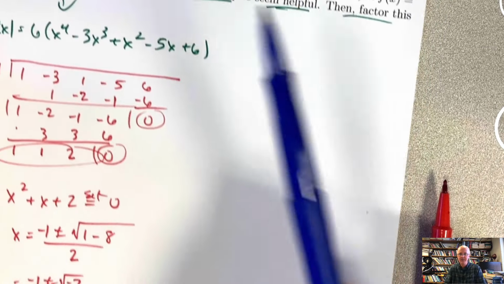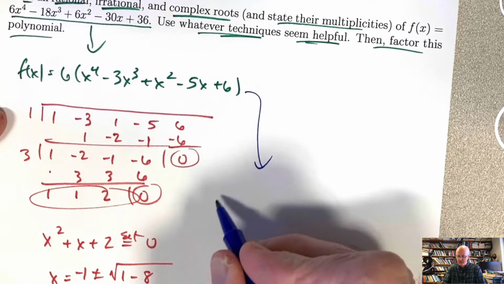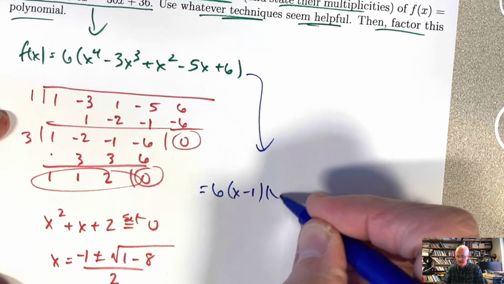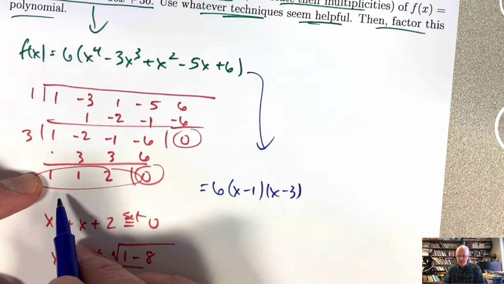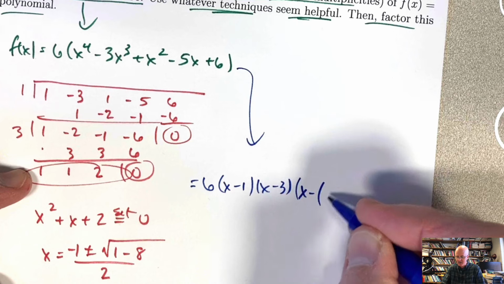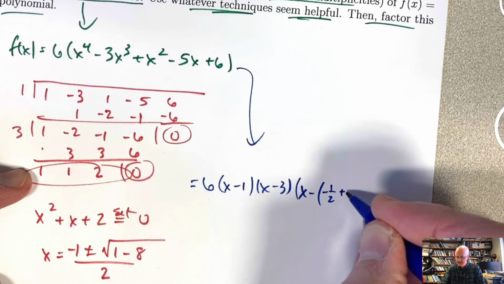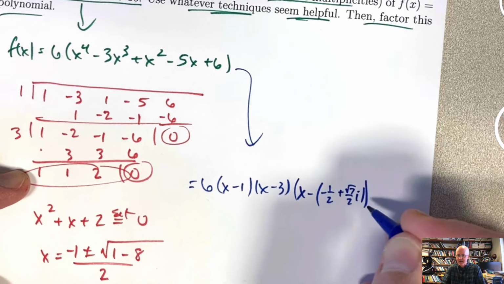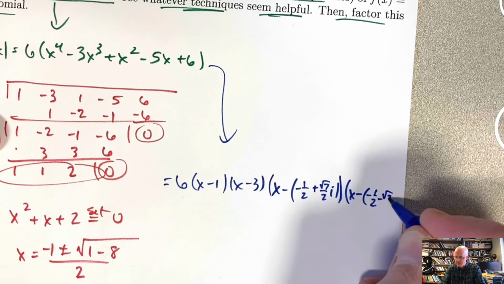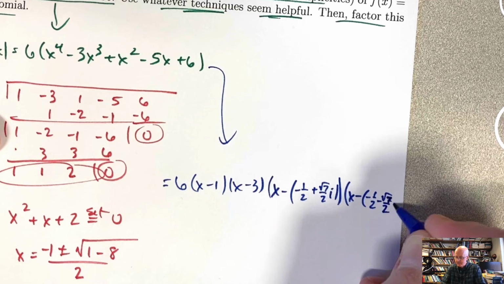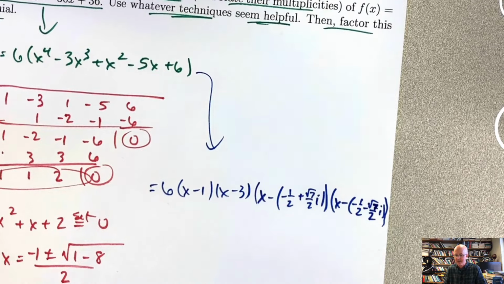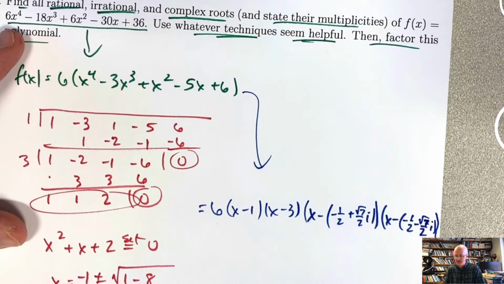As far as factoring the polynomial then, if I want to make sure to include the 6 out front, I can write it as 6 times, in parentheses, x minus 1 times x minus 3. And yeah, I could write it as x squared plus x plus 2, but if we want to completely factor this with linear polynomials, I'd want to write x minus, in parentheses, negative 1/2 plus the square root of 7 over 2 i, and then finally x minus negative 1/2, almost out of paper, minus the square root of 7 over 2 i. That's a 7 there. Yikes, that is a complete linear factorization, a splitting, so to speak, of this original 4th degree polynomial.